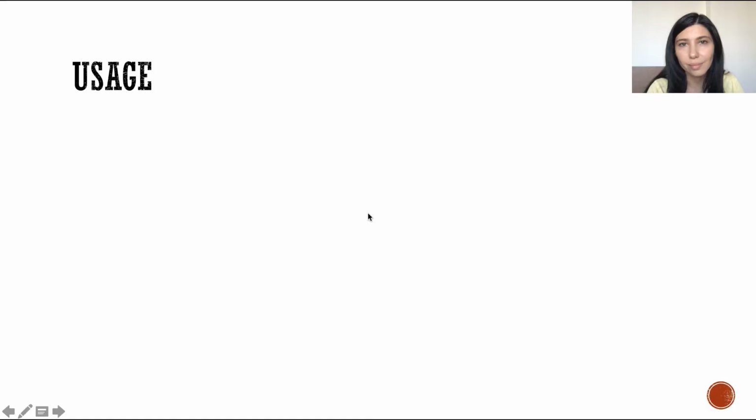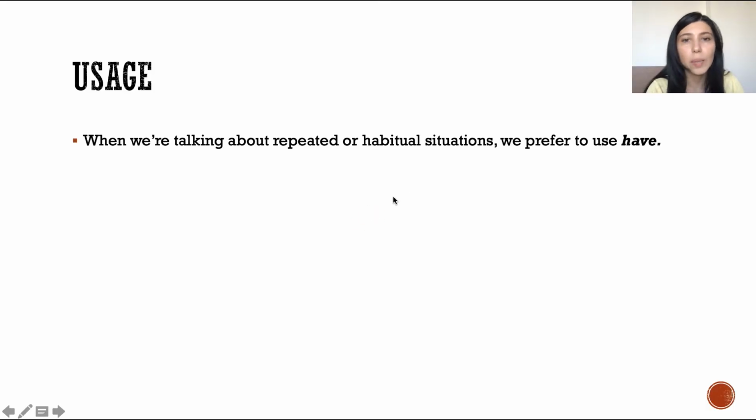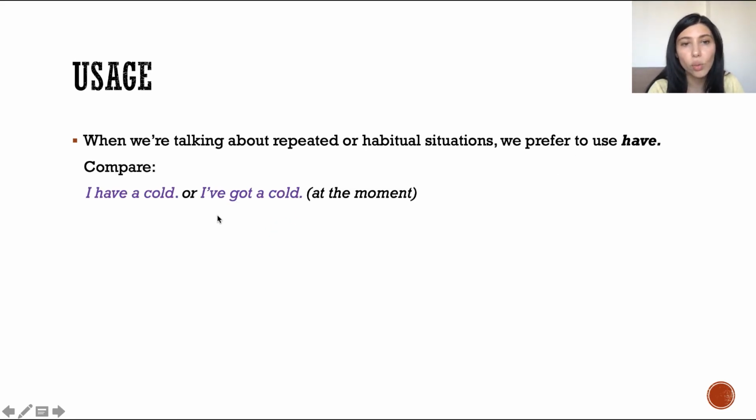When we're talking about repeated or habitual situations, we prefer to use have. For example, I have a cold or I've got a cold at the moment. Because I'm talking about my health at the moment, I can say I have or I've got. Both options are possible. But if I say I often have a cold, the word often shows that it's a repeated situation, and in repeated situations, we prefer to say have and not have got.